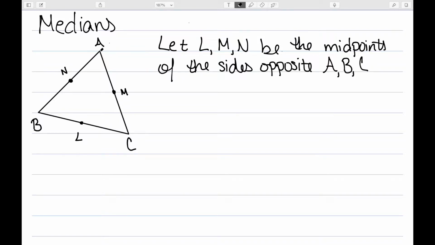I'm then going to look at these segments, the one from A to L, B to M, and C to N. And these segments right here are going to be the medians. In reality, I didn't draw this perfectly. They should all pass through a single point here in the center, but that's okay. We do get the general idea of these medians.